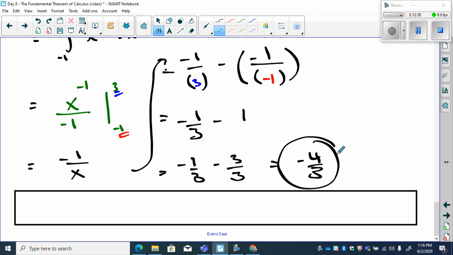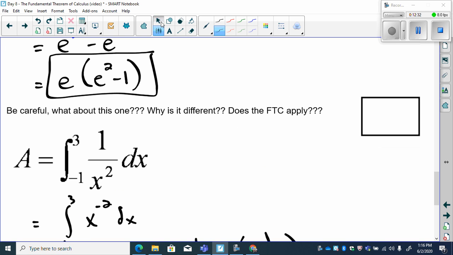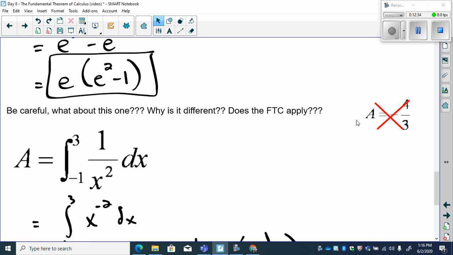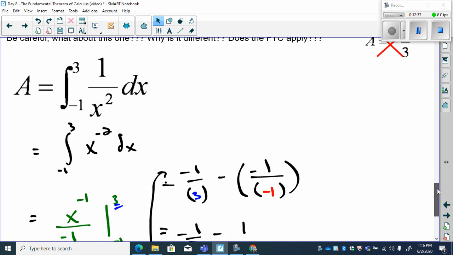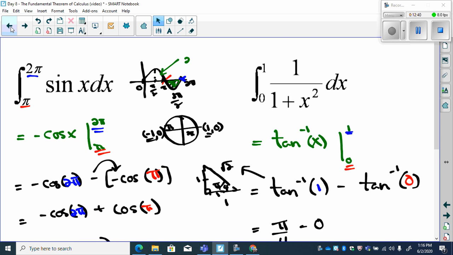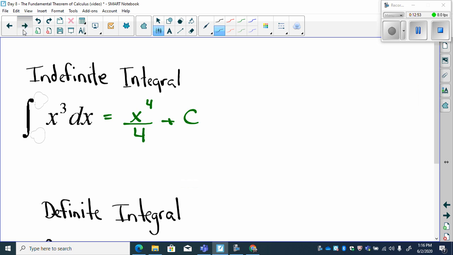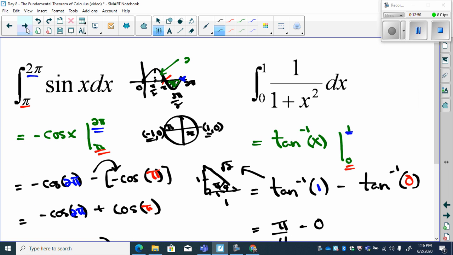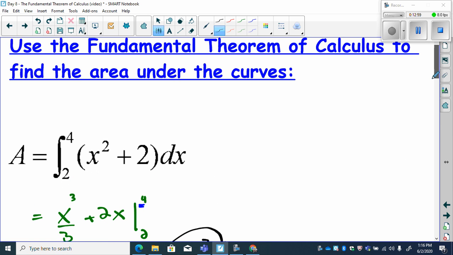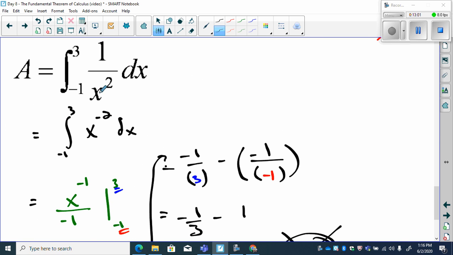So you might say, what's wrong with that? Well, the reason it can't equal -4/3 is because of this rule right here. When we explored the fundamental theorem of calculus, we said that the function, or f, has to be continuous on a to b. All right? When I look at this function right here, would that be continuous from -1 to 3?